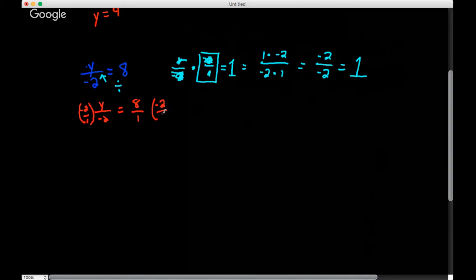So you have negative 2 over 1 times 8 over 1, all right? And you would be left with y, because the negative 2 over negative 2 would become a 1, so it's just y, equals 8 times a negative 2, which is going to equal a negative 16. So in this situation, y is going to equal a negative 16.